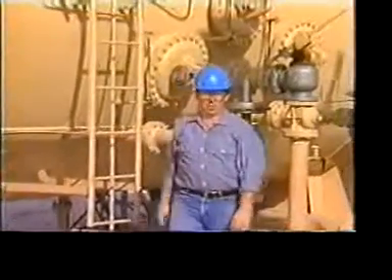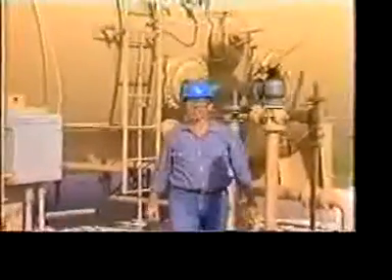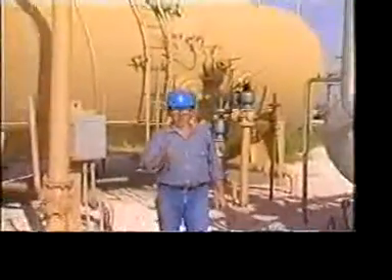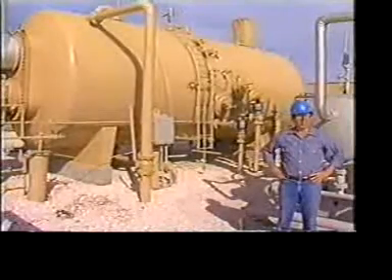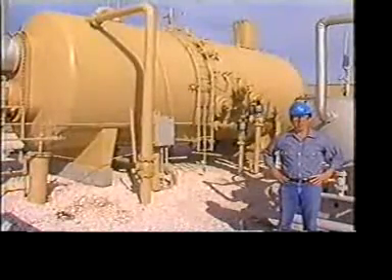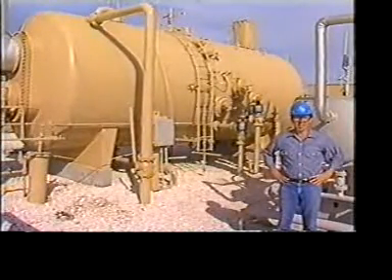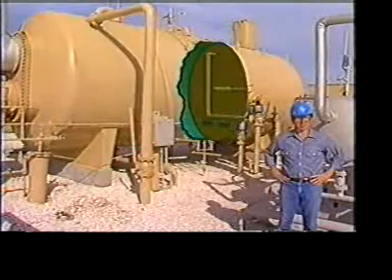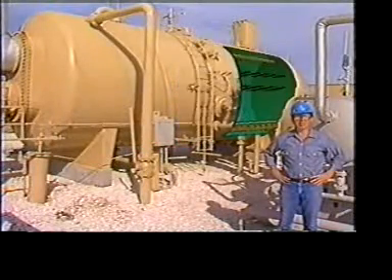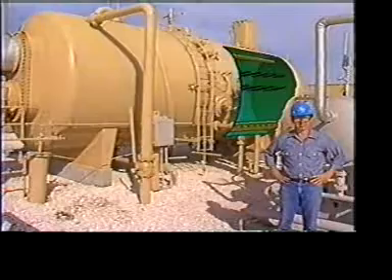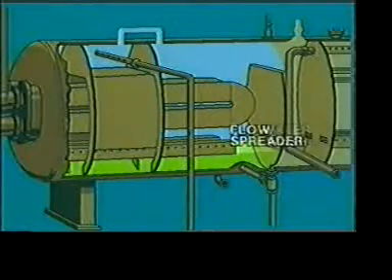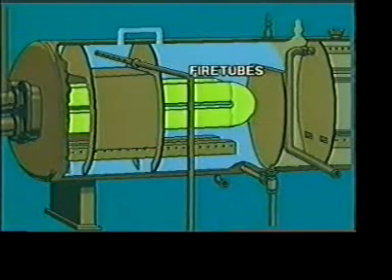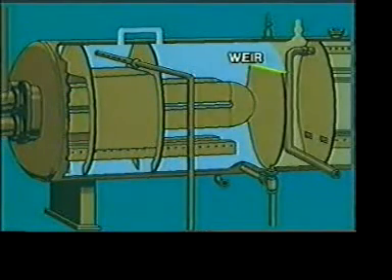Now that we've seen the exterior components of the treater, let's take a quick look at the interior components. Remember, we'll be looking at these in more detail in the next section. Basically, the interior of an electrostatic treater is divided into three sections: an inlet section, a surge section, and a treating section. In the inlet section, we find a baffle, downcomer, water wash, flow spreader, fire tubes, and weir.